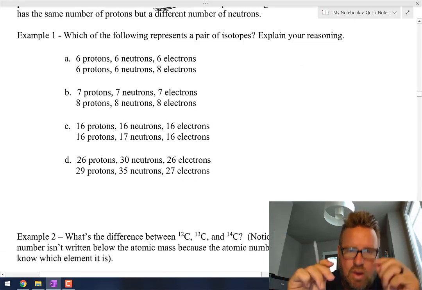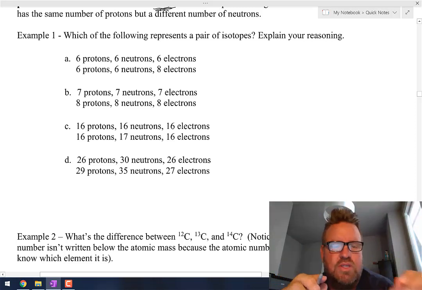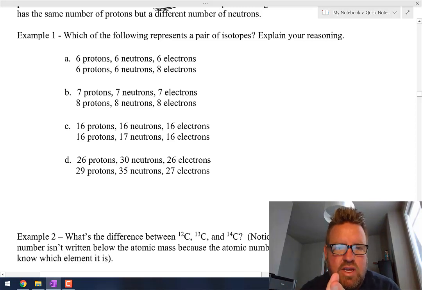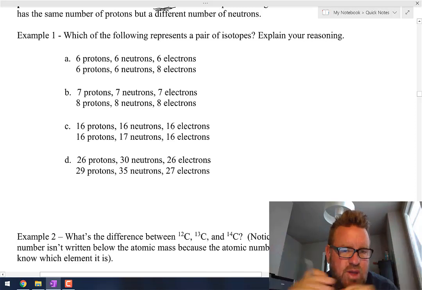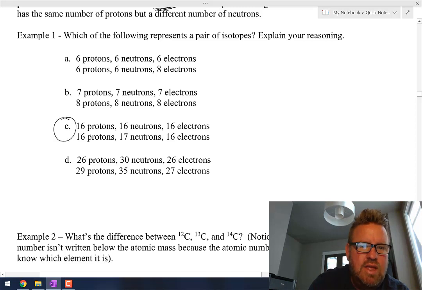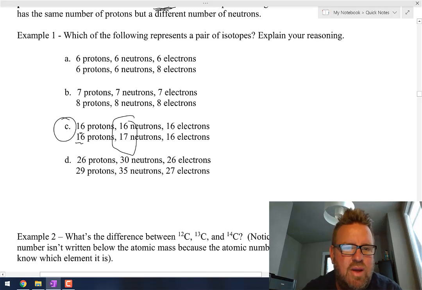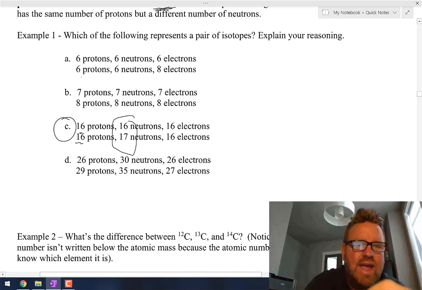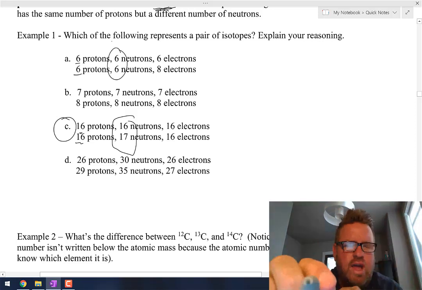And when that happens, that is when you create what's called an isotope. So example 1 here, it's very simply, which of the following represents a pair of isotopes? You're looking for an answer where the number of protons stays the same and the neutrons change. And the electrons, who cares about them? But the protons have to stay the same because remember, an isotope has to be the same element, just with a different number of neutrons. So you can see on answer C that you have 16 protons, so it's the same element, but you do have a different number of neutrons. Answer A, you do have the same number of protons, but then you still have the same number of neutrons. Those two are not isotopes.